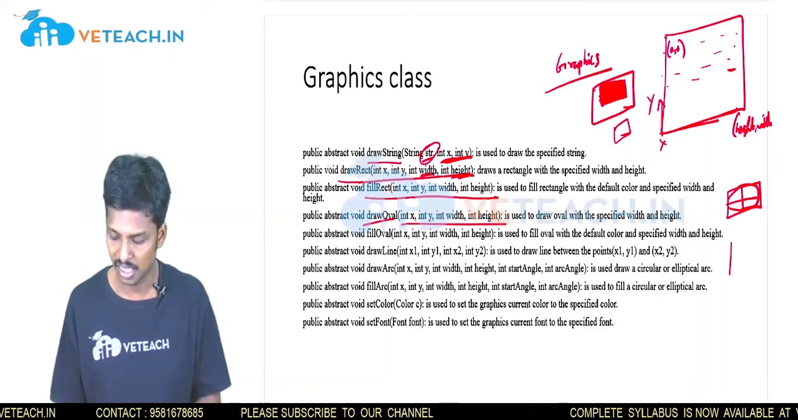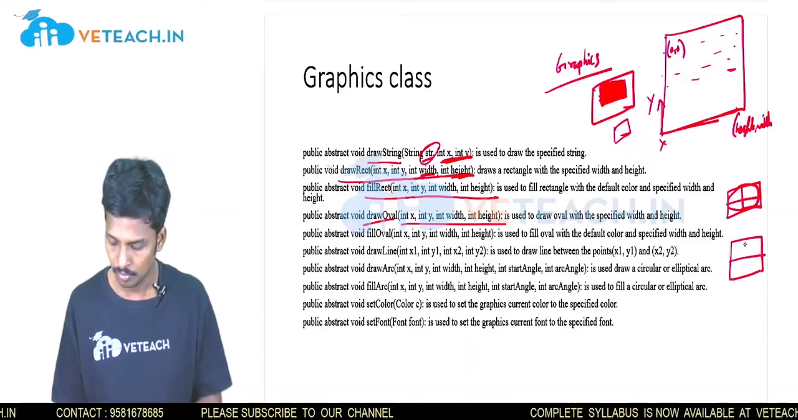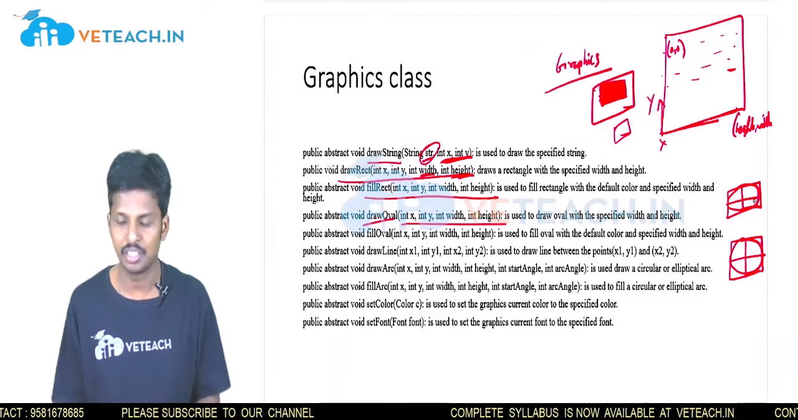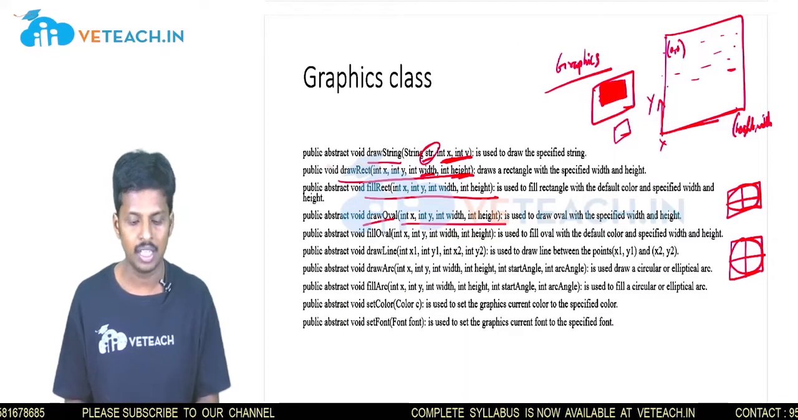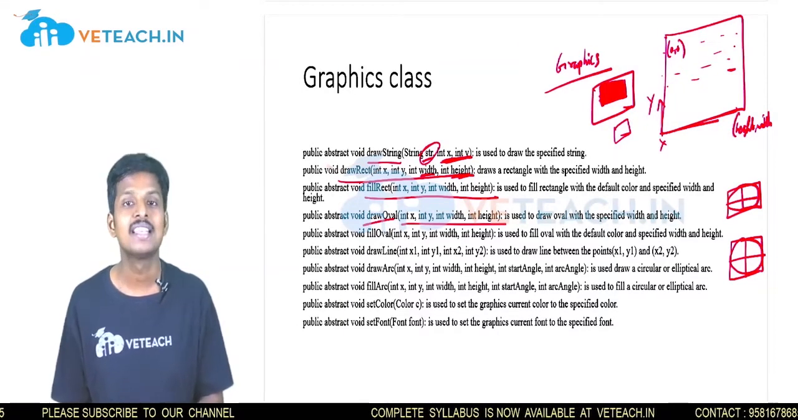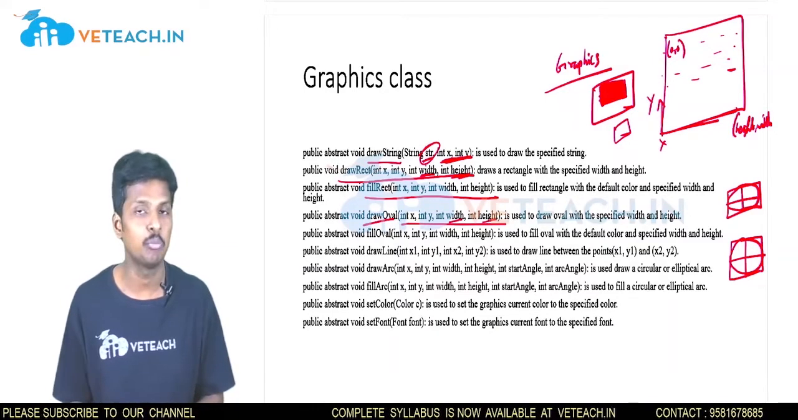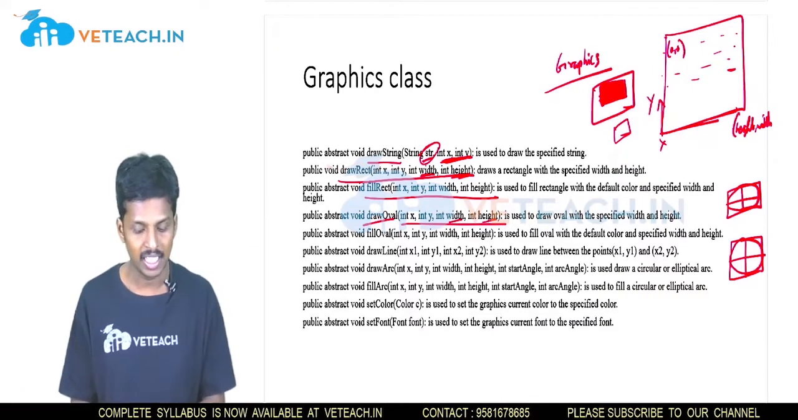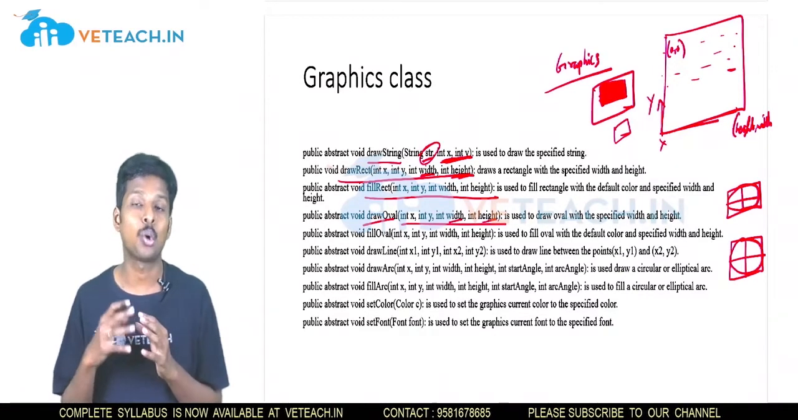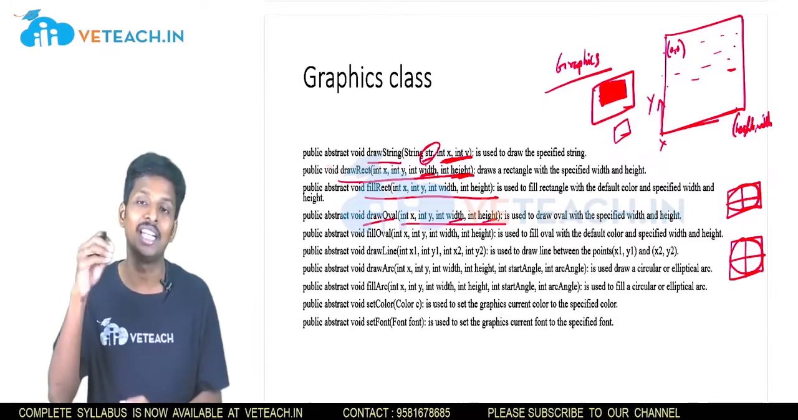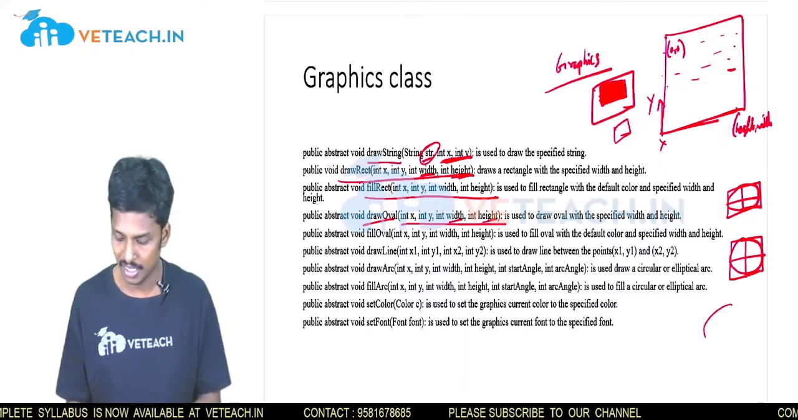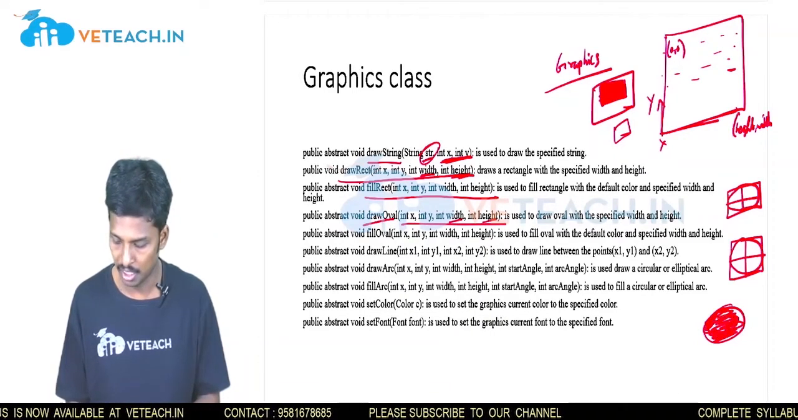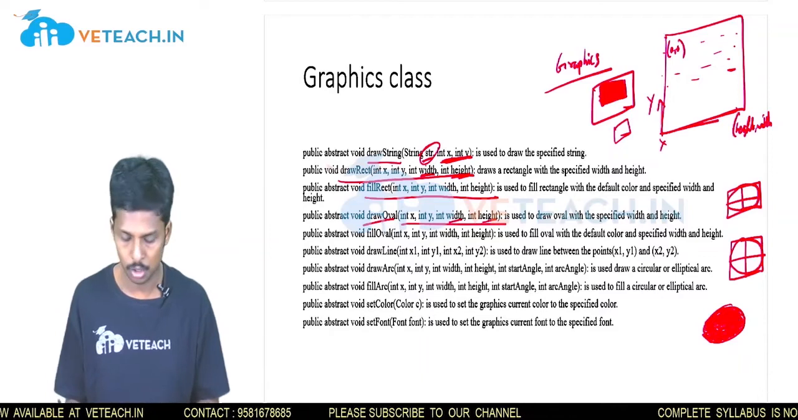If height and width are the same, we are going to get a circle. If both are different, we are going to get an oval. So draw oval is going to draw an oval or a circle. Next, fill oval. Fill oval is used to draw an oval or a circle and then fill it with a color. So internally, it's going to fill it with a color also. That's the difference between fill oval and draw oval. So this is how it is going to work.